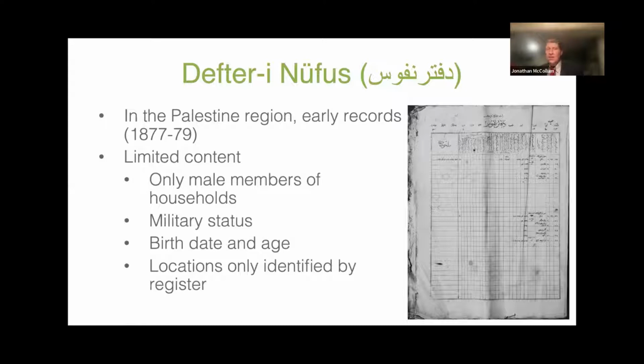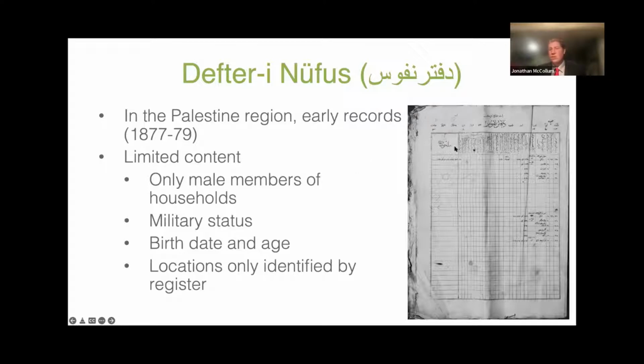What you can find on this record are all the male members of the household, their military status, their birth date and age, their connection to other family members. So you'd have a patriarch, and then you would have all younger males, and you'd understand their connection to them through this record. This does not include their birth location or their location of residence, but we can surmise their residence based on where the register is located.